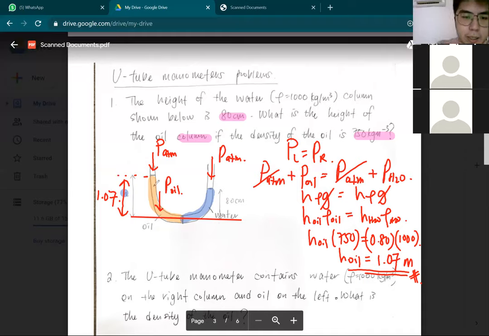Okay, so remember we don't take point A. Point A and point B have different pressure because there are two liquids underneath this line.